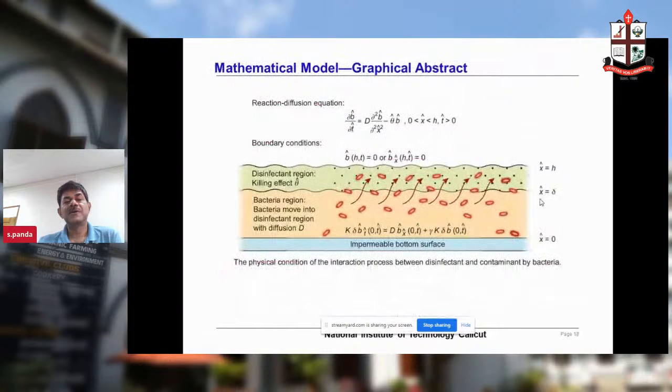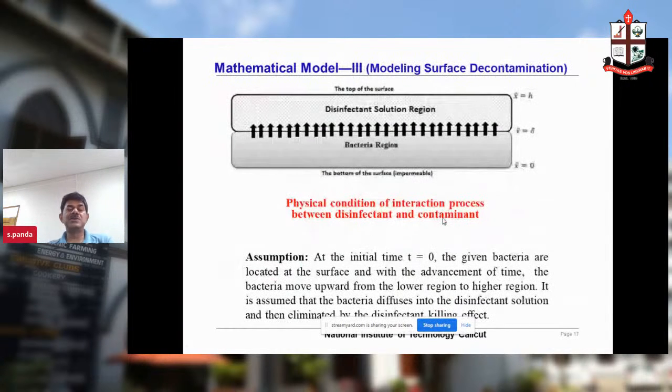So that's written here: at the initial time t equals 0, the given bacteria are located at the surface, and with the advancement of time, the bacteria move upward from the lower region to the higher region. It is assumed that the bacteria diffuse into the disinfectant solution. Because disinfectants are there, the solution has to kill, and you will have fewer bacteria.